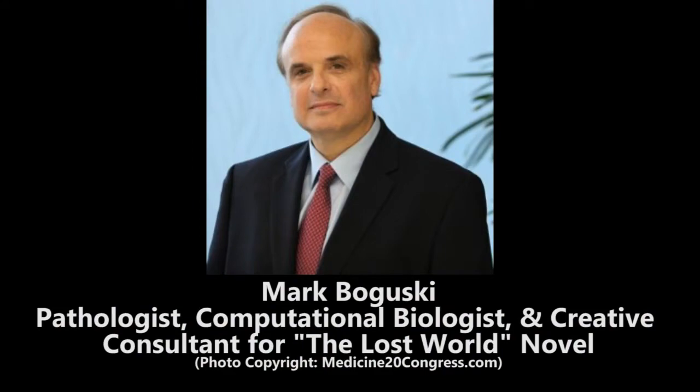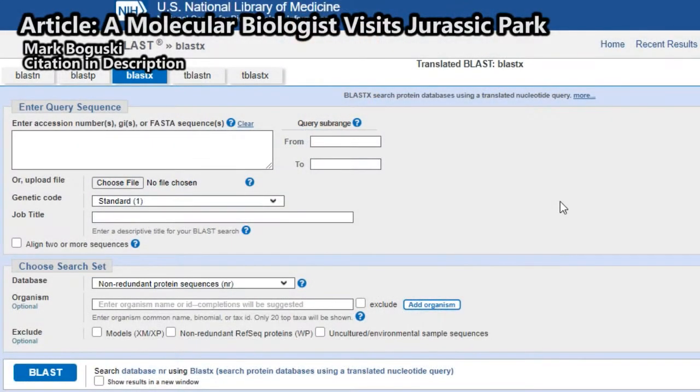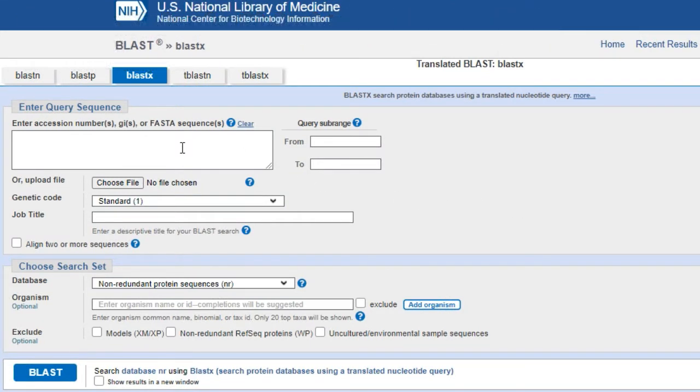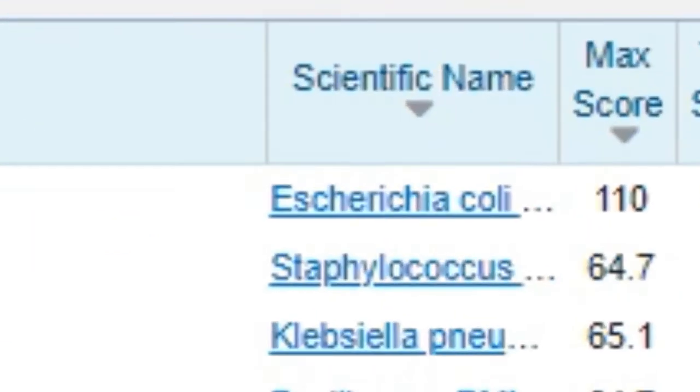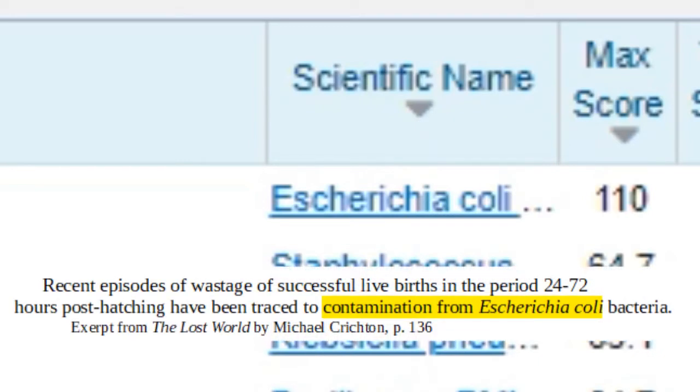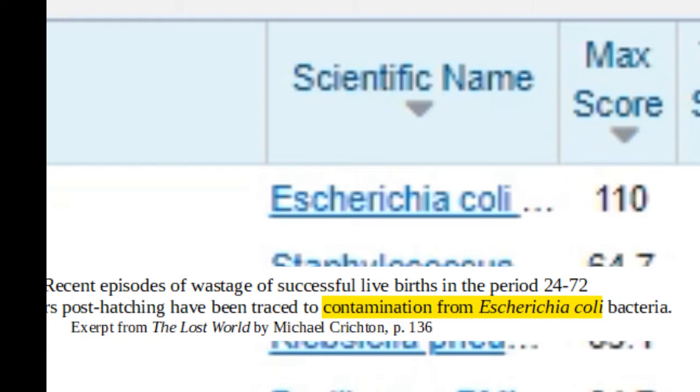Well, a molecular biologist named Boguski asked the same question, and he inputted it into the National Center for Biotechnology Information's BLAST program, which aligns DNA and amino acid sequences with the closest matches in their database. In doing so, he found that this DNA of an ancient beast is most like that of E. coli? This was a contaminated sample.